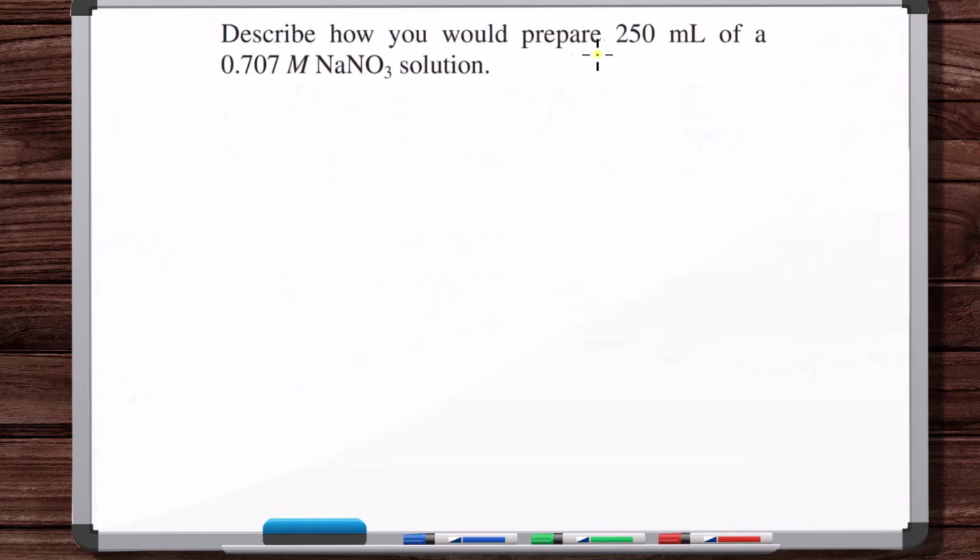Describe how you would prepare 250 milliliters of a 0.707 molarity sodium nitrate solution. Okay, so this is exactly what we just talked about, but now we're going to look at a specific example. We've specified that we want a concentration of 0.707 molarity, and remember, any concentration is relative to a specific solute. With molarity, you're always putting a subscript. Molarity technically doesn't make sense without a subscript. Molarity of what? So the concentration is 0.707 molarity of sodium nitrate.